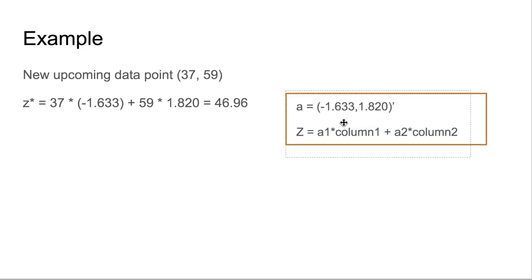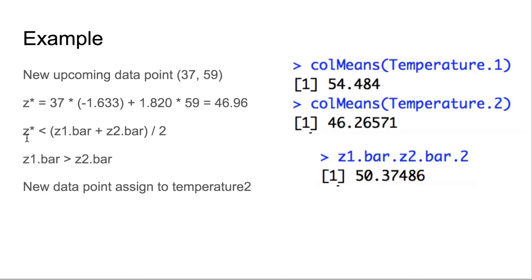So use the same thing over here. Because z1 bar is larger than z2 bar and the z star is smaller than half of z1 bar plus z2 bar, then we should assign the new upcoming data point to temperature 2, or group 2.